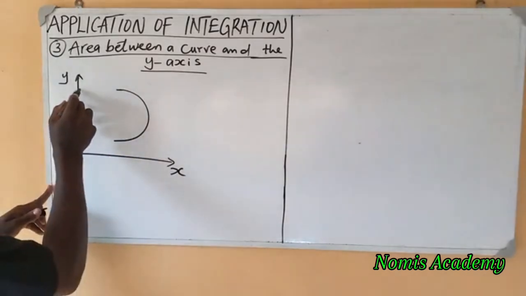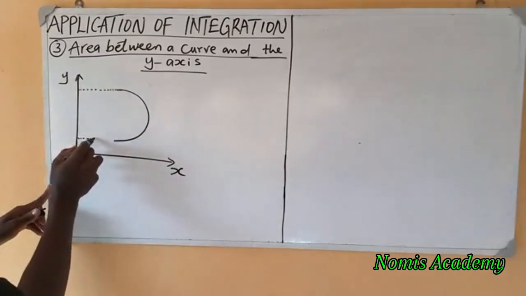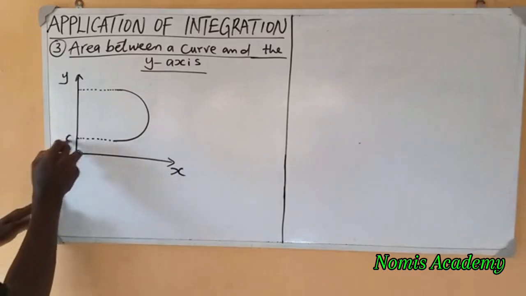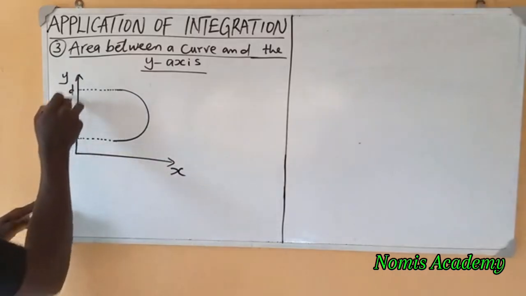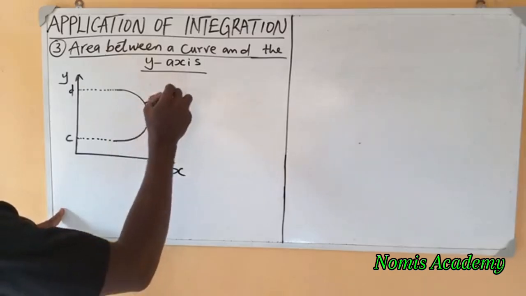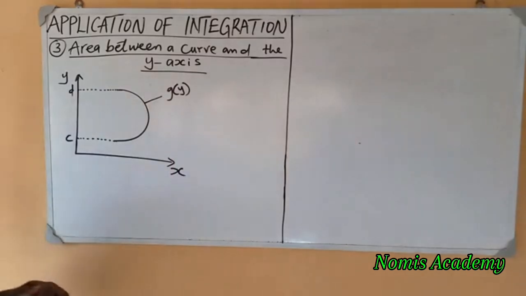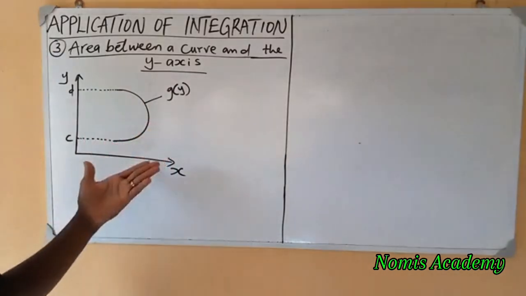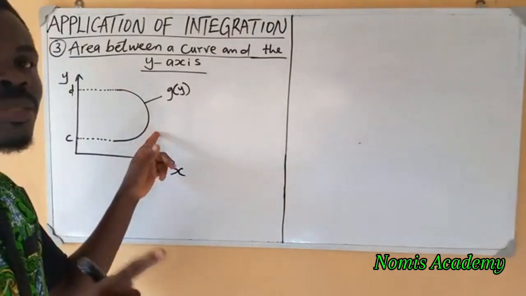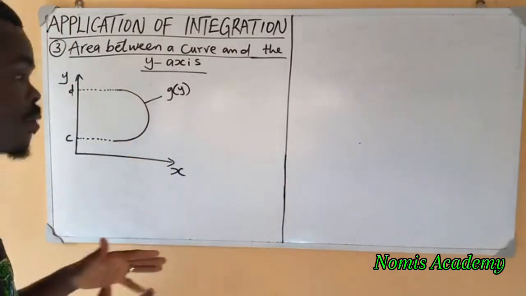So let's draw a line that connects the curve and then another line that connects the curve. At this point, we call this point C, and then this point B. So the curve is giving us a g of y. The curve is a function of y, meaning that y is the independent variable and then x is the dependent variable.